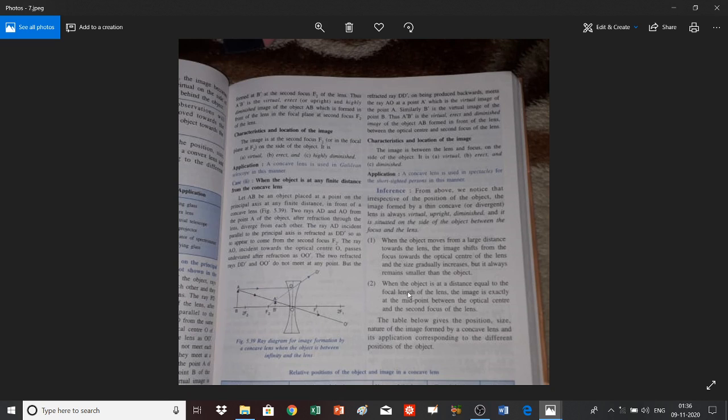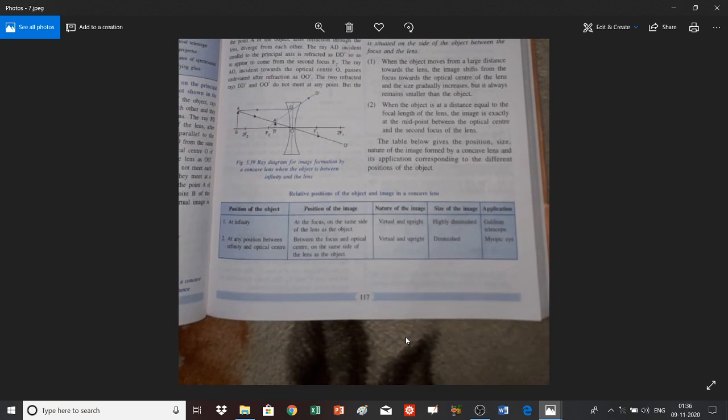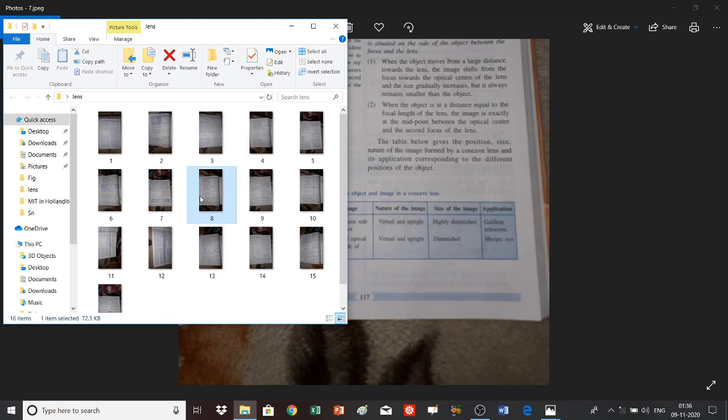When the object is at a distance equal to the focal length of the lens, the image is exactly at the midpoint between the optical center and the second focal point of the lens. The table is here; in this table everything is summarized. Okay, so next, go to the next one. Here is the next one.